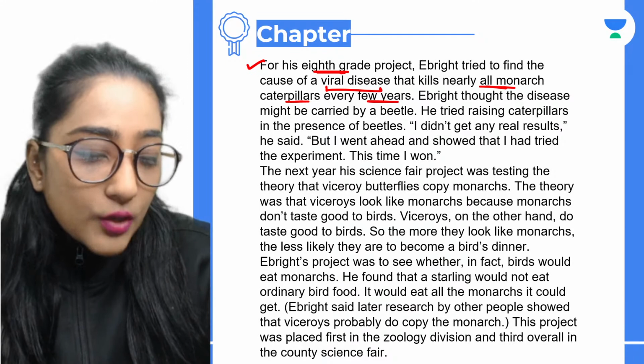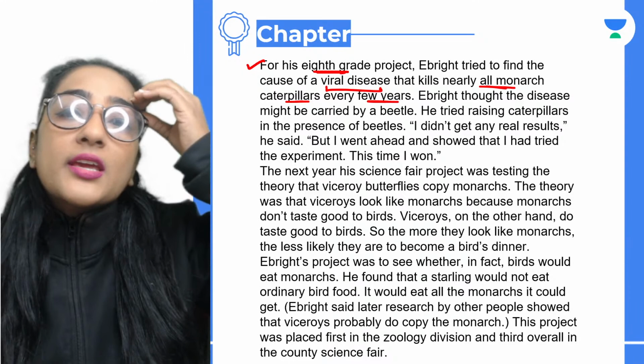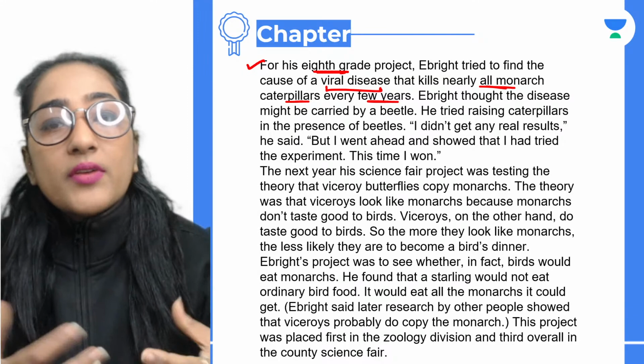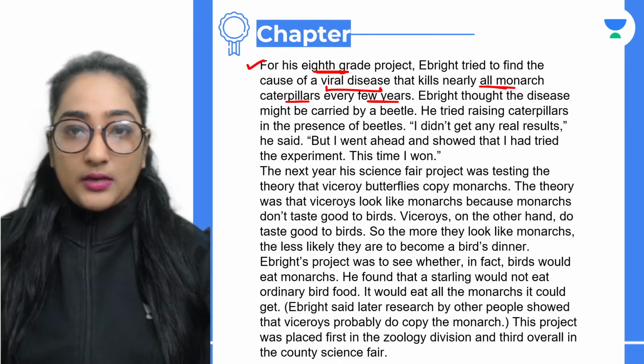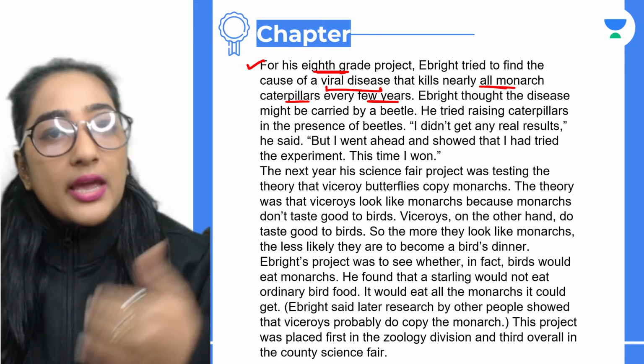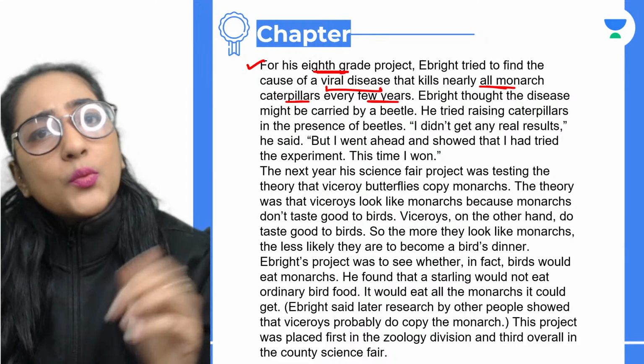So for the 8th project he tried to find out what the viral disease is. So Ebright thought the disease might be carried by a beetle. Ho sakta hai ki beetle ki wajah se ye virus phail raha hai. So he tried raising caterpillars in the presence of beetles. Kafi sare beetles ko pass rakhe, he tried raising the caterpillars. I didn't get any real results. Mujhe koi result nahi mila. But I went ahead and showed that I tried the experiment. Maine aage badhkar ye experiment apne fair mein dikhaya. And I won the result for that. So this time he was really experimenting and he won it.